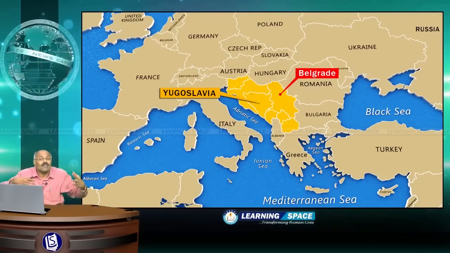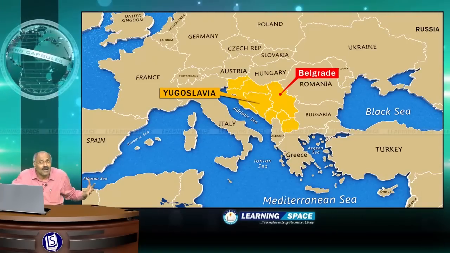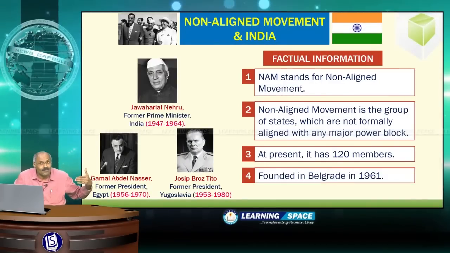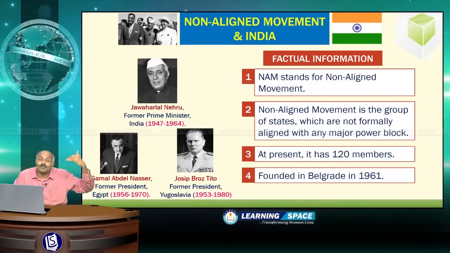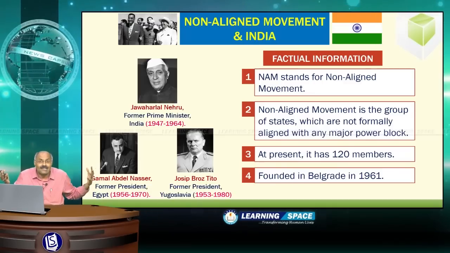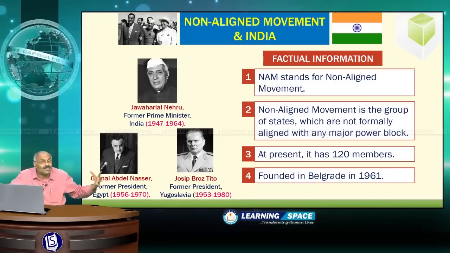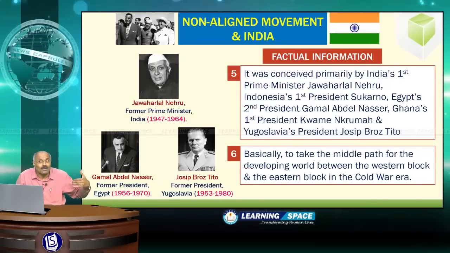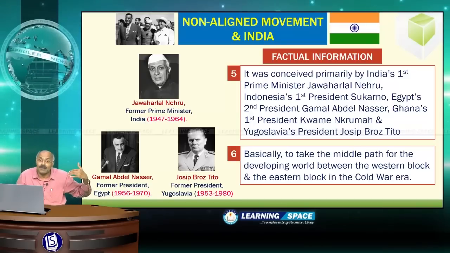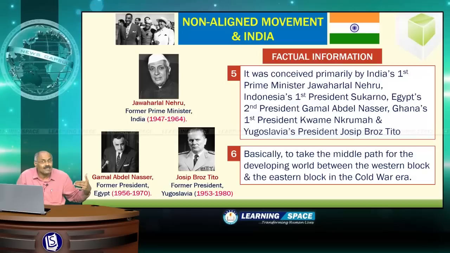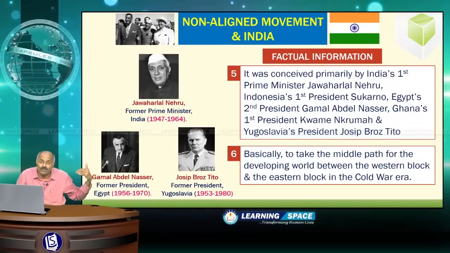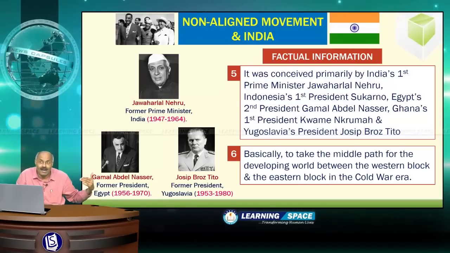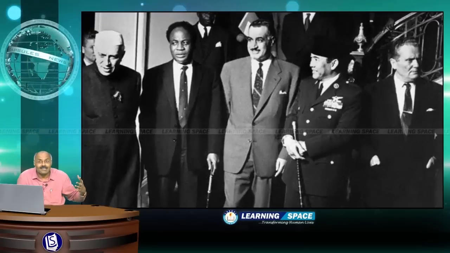It broke down into several countries like Slovenia, Croatia, Serbia, Kosovo, like that, and the prominence of Egypt has gone. Then India is tilted towards the United States of America. Under these circumstances, non-aligned movement has lost its sheen. It was conceived primarily by India's first Prime Minister Jawaharlal Nehru, then Egypt's second President Nasser, Yugoslavia's President Tito, and along with these leaders, the other two leaders associated with the formation of this non-aligned movement were Indonesia's first President Sukarno and the President of Ghana, Kwame Nkrumah. So these are the leaders associated with this.